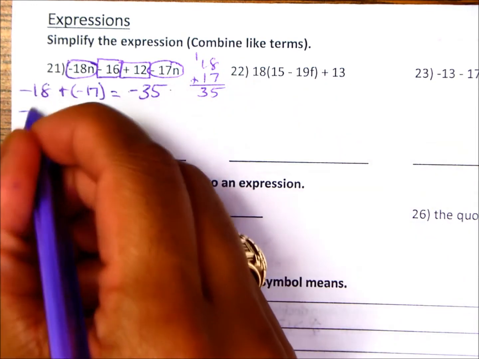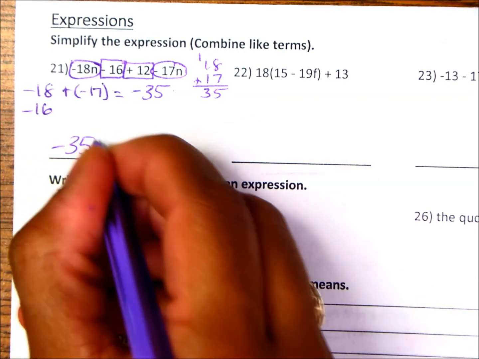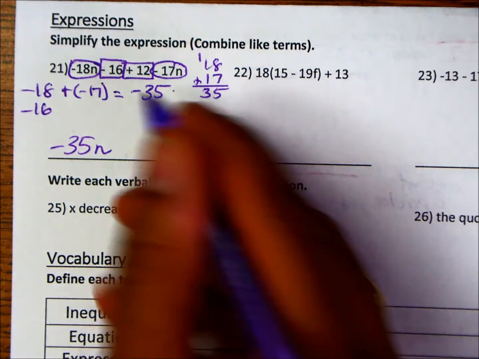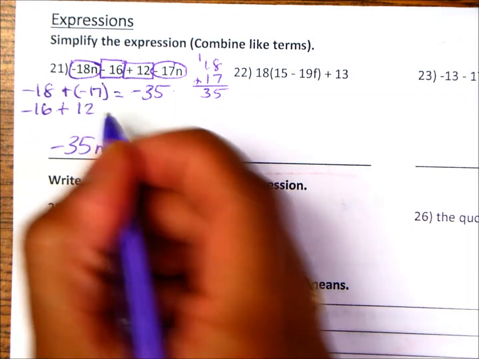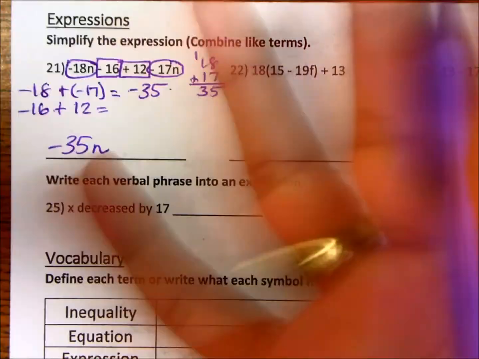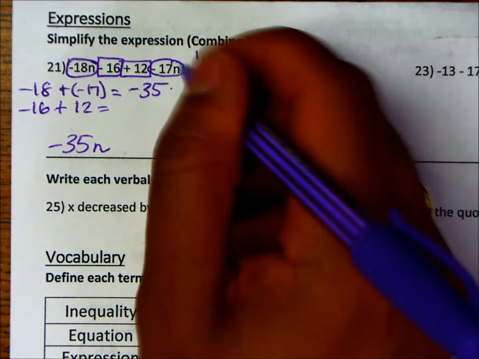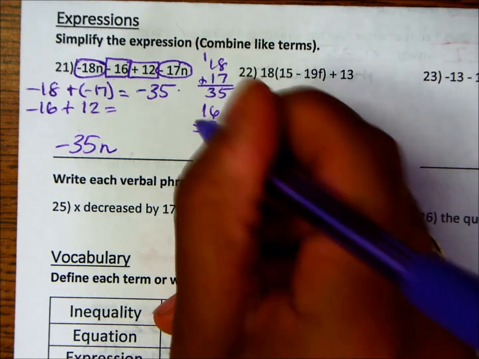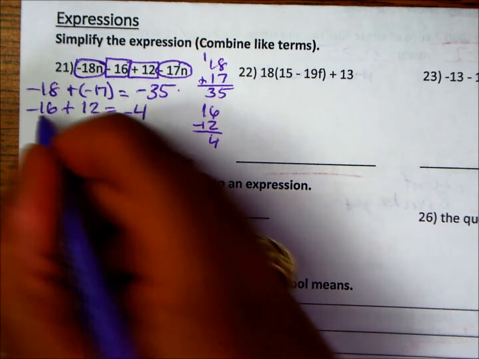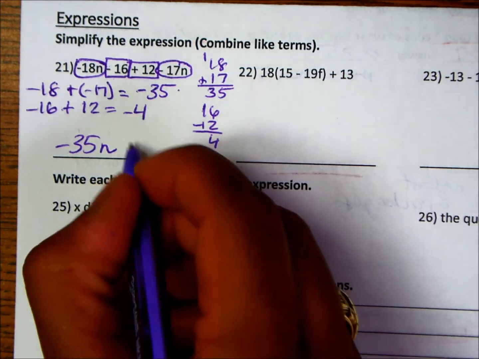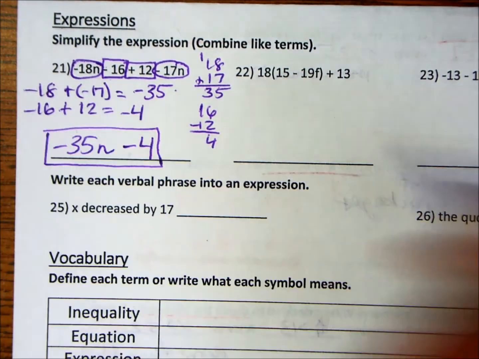Now, negative 16, sorry, before we move on, does negative 35 n. Now, negative 16 and positive 12, those are going to clash. Zero pairs, they clash. I tell you all that all the time. So you have to subtract them. And you get negative 4. You have more negatives, so it's a negative answer. That's your answer.